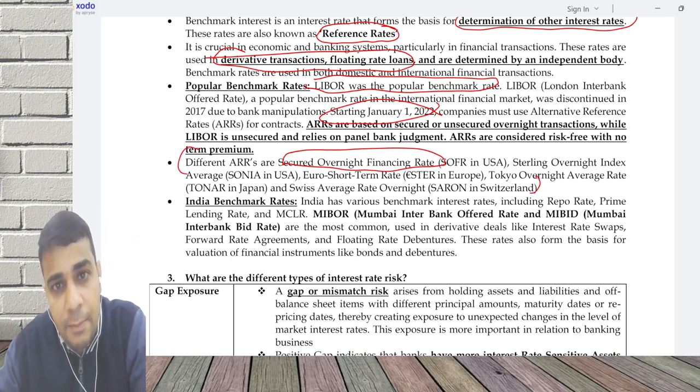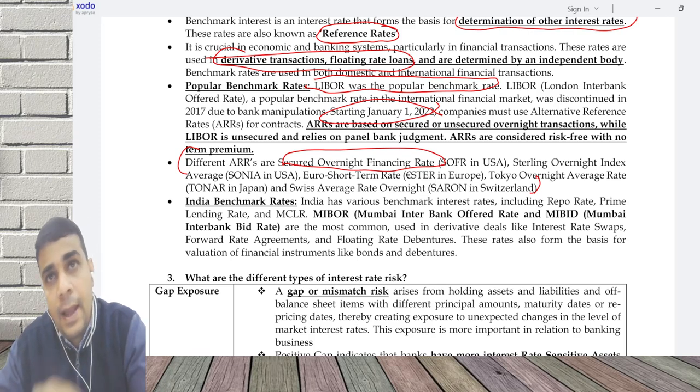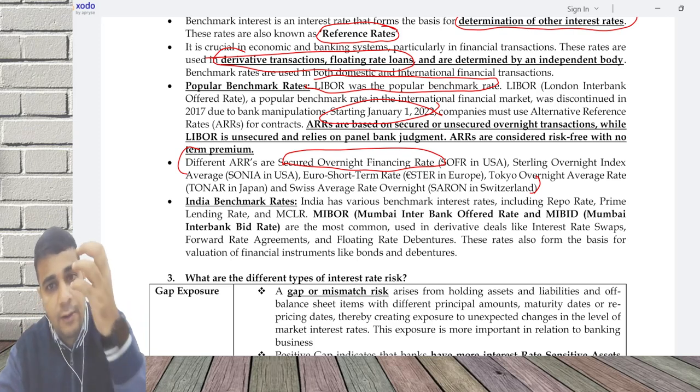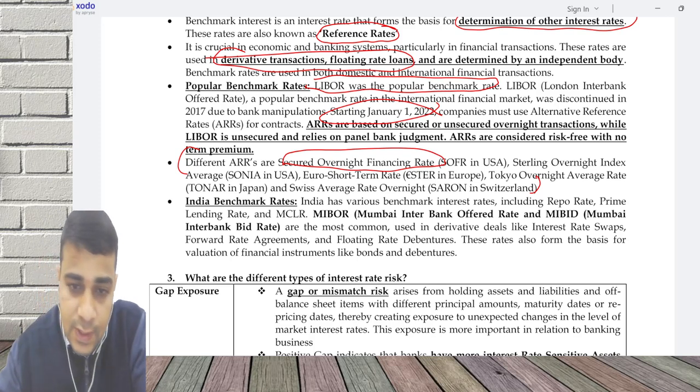Like we have the London Interbank Offered Rate, we have the Mumbai Interbank Offer Rate and the Mumbai Interbank Bid Rate. Like you have an offer rate and a bid rate in a forex transaction, similarly, in interest rates, you can have a bid rate and an offer rate.